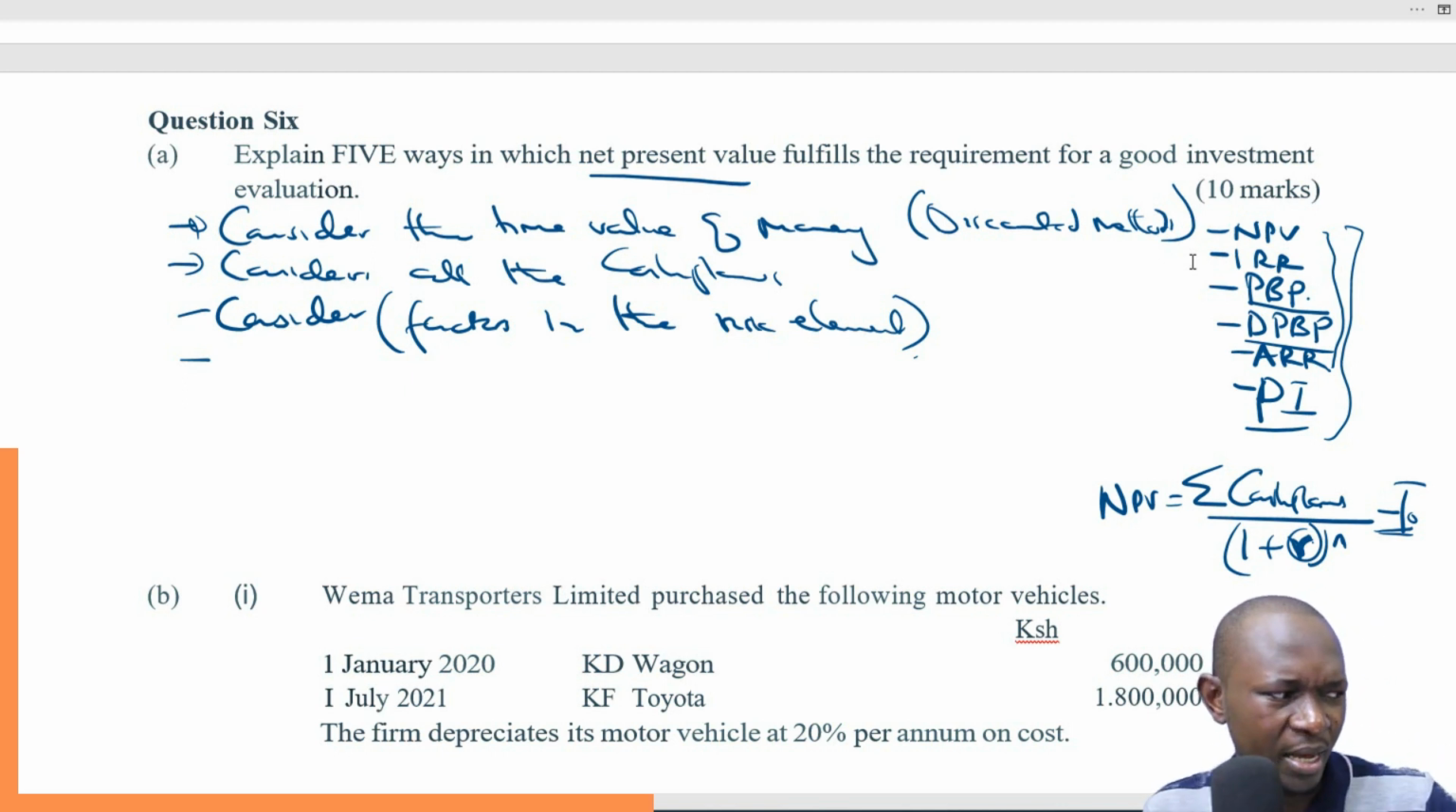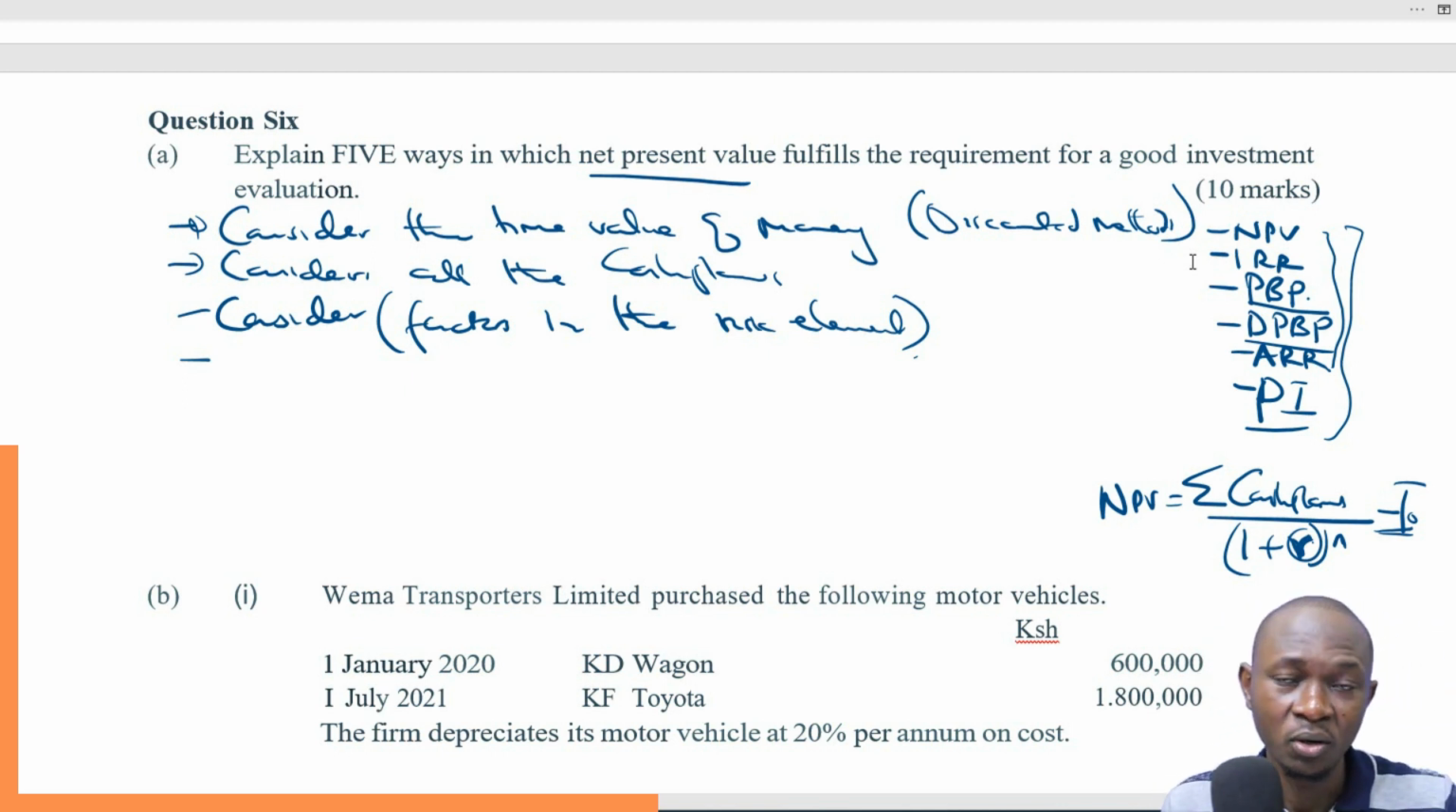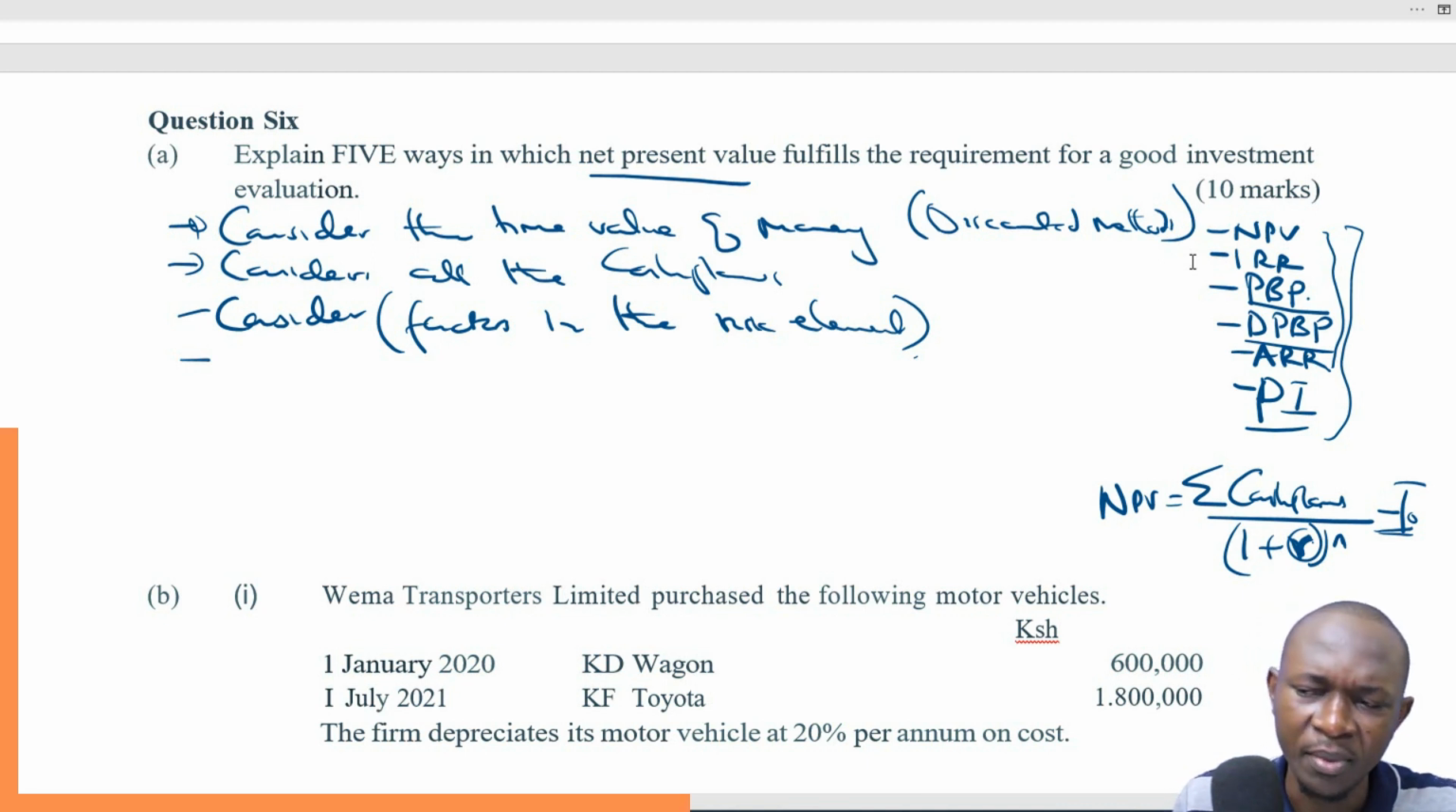There are some other tools that don't factor in the risk element, especially all these other non-discounted techniques. So that comes in as one of the key elements why NPV is outstanding.